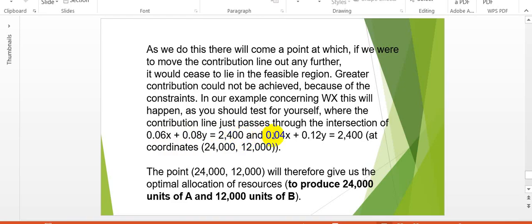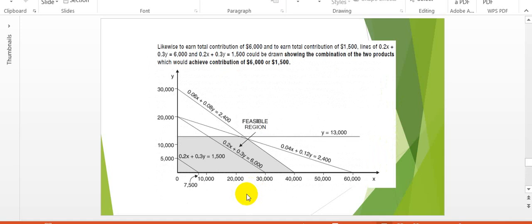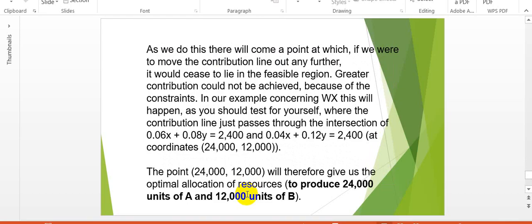and 0.04x plus 0.12y is equal to 2500. The coordinates you find there will be x is equal to 24,000 and y is equal to 12,000. So these points will therefore give us the optimal allocation of resources to produce. These are the points which will give us the maximum profit.